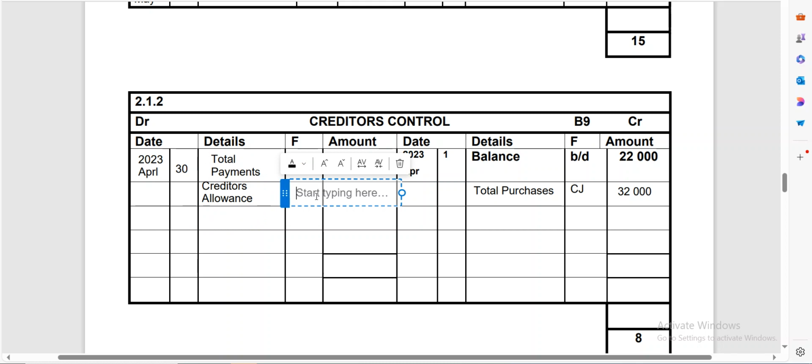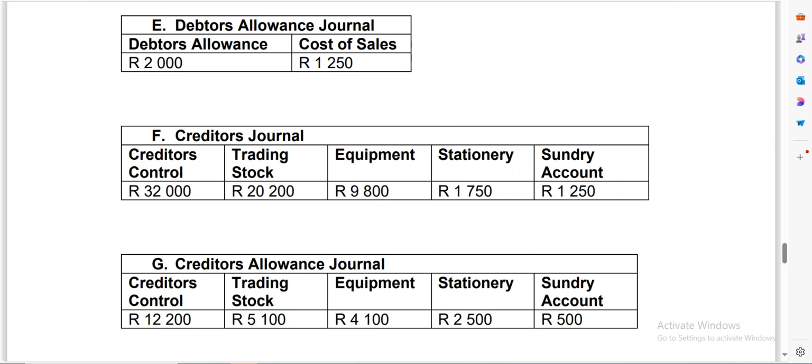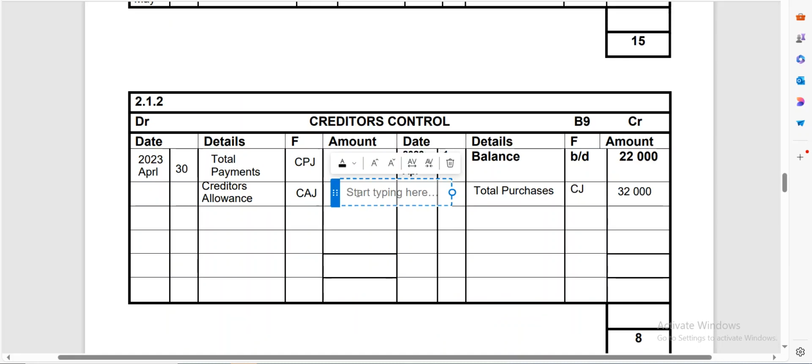And where did I see this? I saw this in the CAJ. And what is the amount for these? The amount for these in the creditors allowance is 12,200. So I'll write 12,200 here.